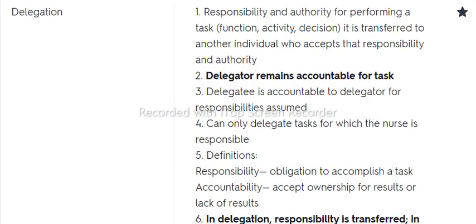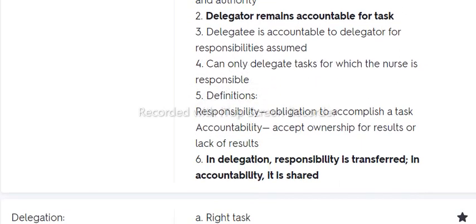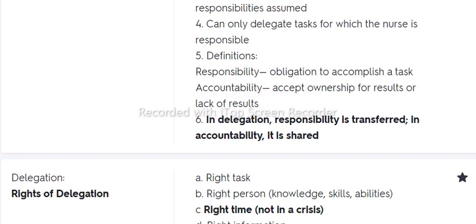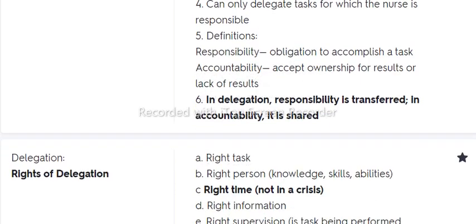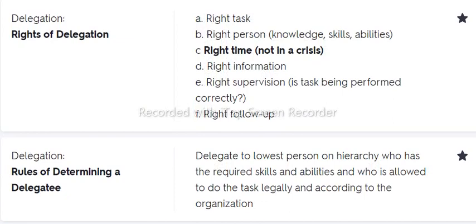Delegation. Rights of delegation. A. Right task. B. Right person. C. Right time. D. Right information. E. Right supervision. F. Right follow-up.